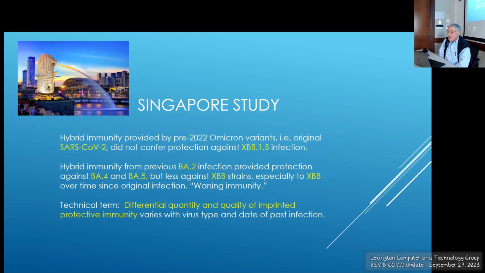Hybrid immunity from previous BA.2 infection provided protection against BA.4 and BA.5, but less against XBB, especially over time since the original infection. That means you had waning immunity. So not only what you had, but when you had it.